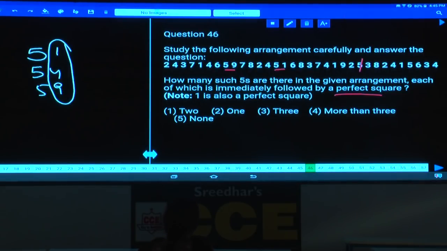Next one, 5 followed by 6, this is also ruled out. Then what is your answer here? There are only 2 such 5s which are immediately followed by a perfect square, that is choice 1.